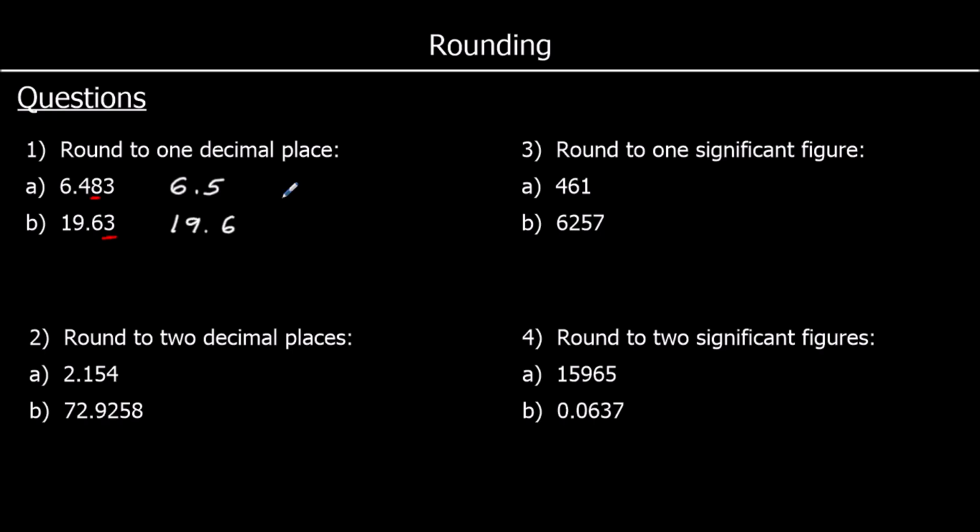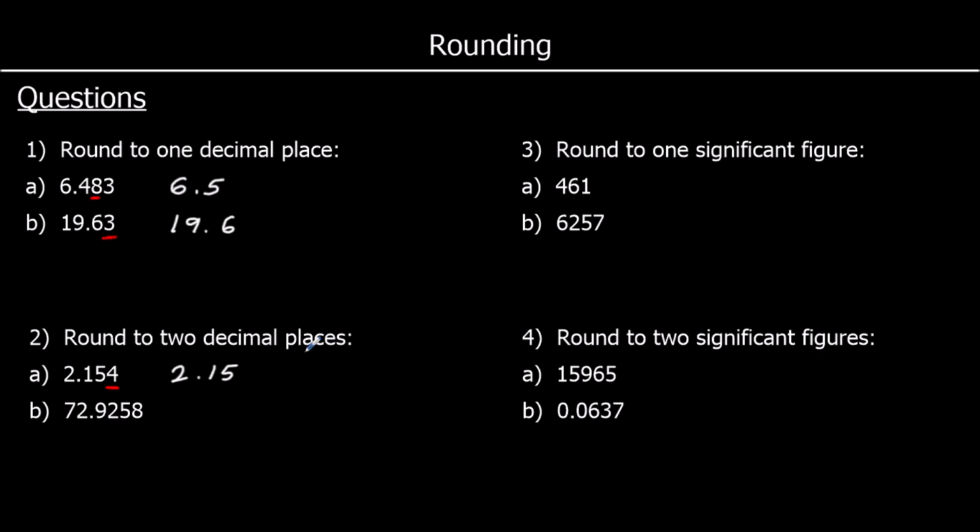Question 2, the same thing, but with two decimal places. So count 2 after the decimal point, and look at the next one. If it's 5 or above, round up. So we've got 2.154. So 4 isn't 5 or above. So leave it as it is, 2.15. It's closer to 2.15 than it is to 2.16.